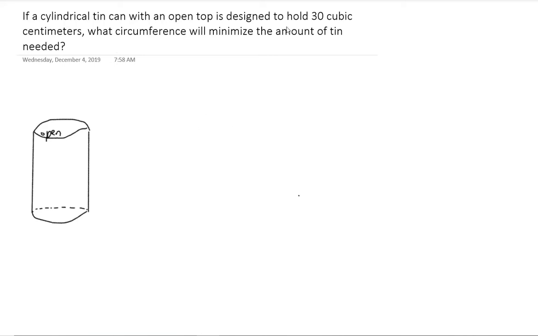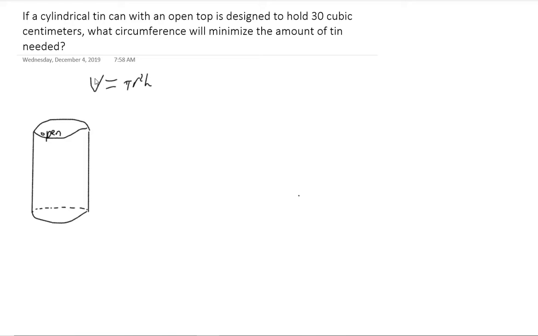So we know volume is equal to 30 cubic centimeters. Okay, what's the volume of a cylinder? Pi r squared h. Okay, well, if we look at this equation, we have two variables, and with two variables we can't do anything with this. So let's go ahead and solve for one in terms of the other. And the reason we're going to do this is because we're going to have to plug this into a surface area equation, and take the derivative of surface area and then find which radius will minimize your tin.